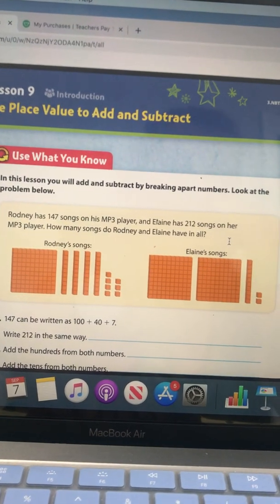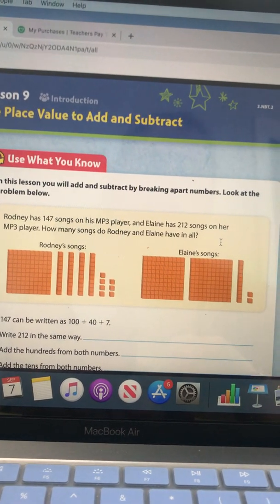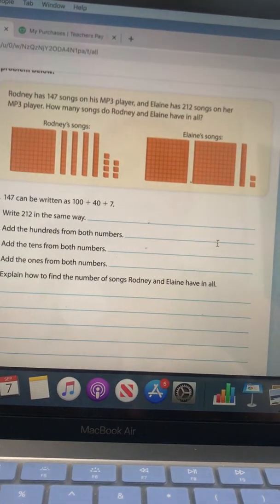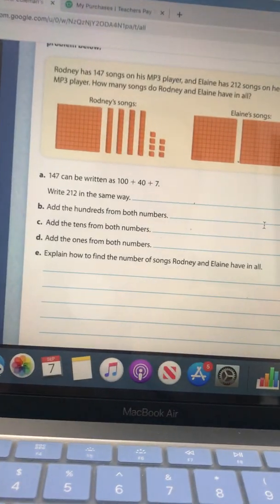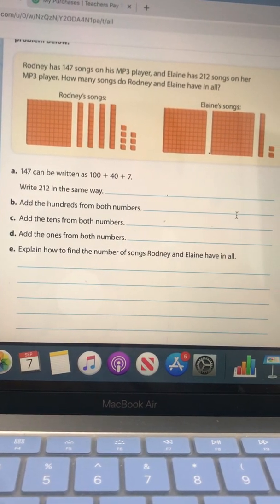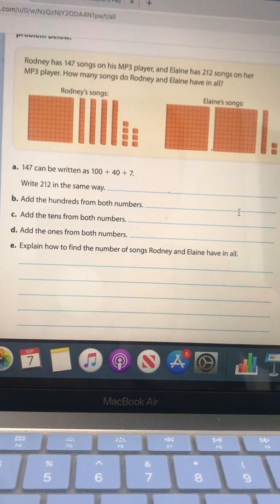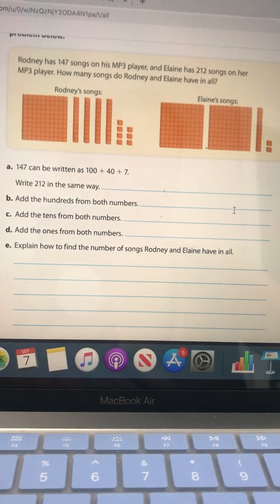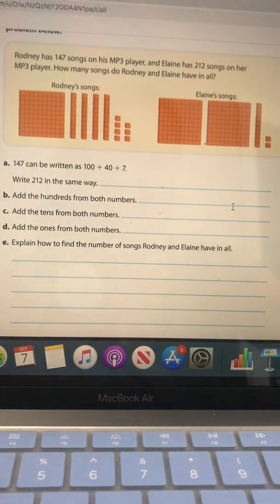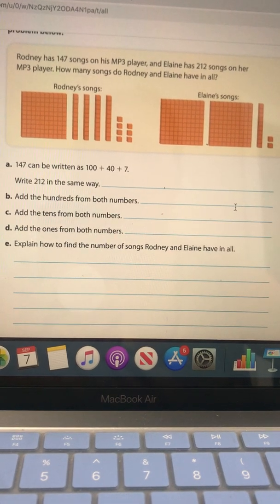Now, what I like that they've done is they've taken your number and they have built it using base 10 blocks. You'll be doing something very similar in your interactive notebook. So let's start with A. A wants us to take 147 and write it in expanded form. So you see 100 plus 40 plus 7. I'm going to go ahead and copy that on my notebook paper so I have that written down in case I need to do some work with that. That was Rodney's number in expanded form.